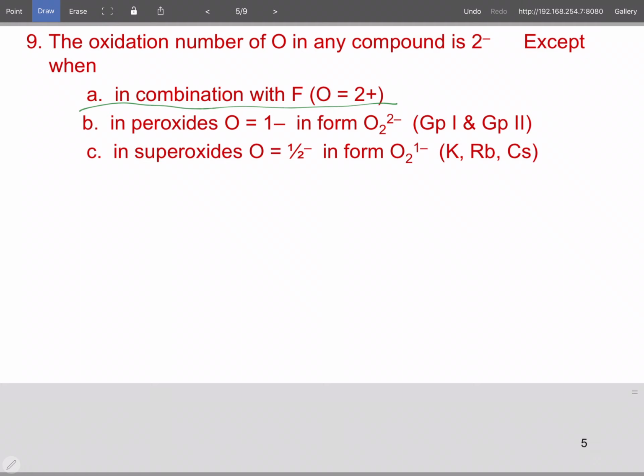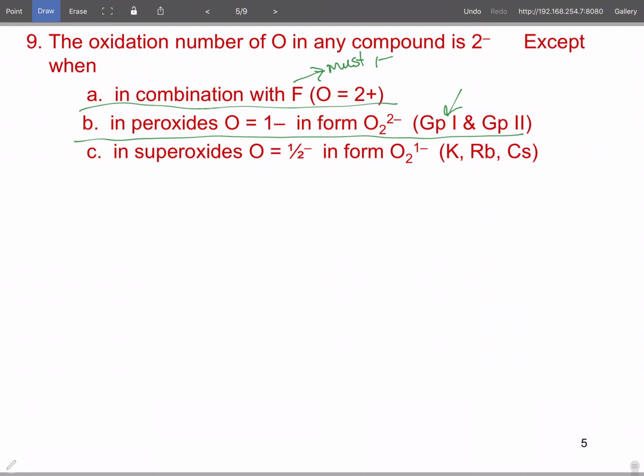First off, when it's in combination with fluoride, because we said fluoride must be negative 1. If fluoride has to be negative 1, then oxygen has to be positive, because you cannot have 2 negatives in a compound to make a neutral compound, right? Okay, in peroxides, oxygen is 1 minus in the form of O2, 2 minus. This only occurs with group 1 and group 2.